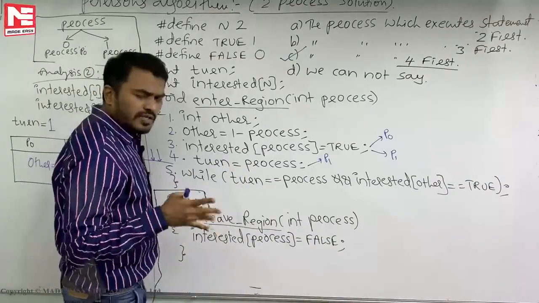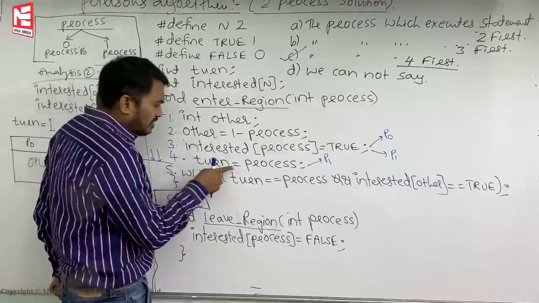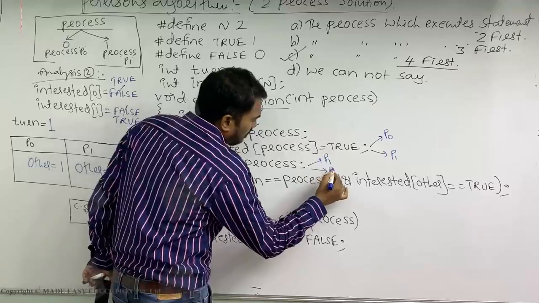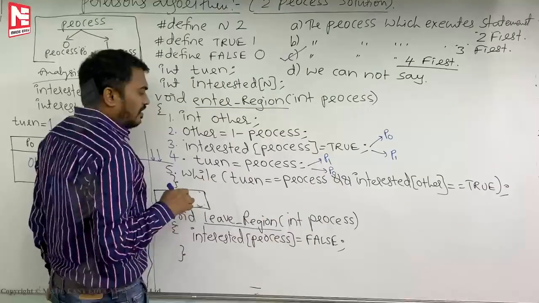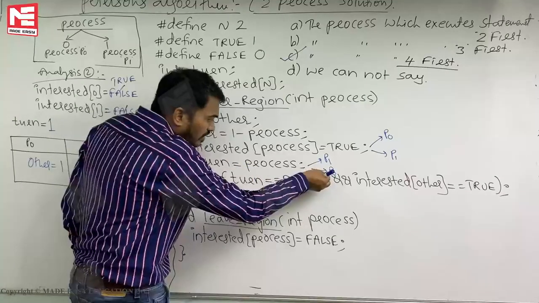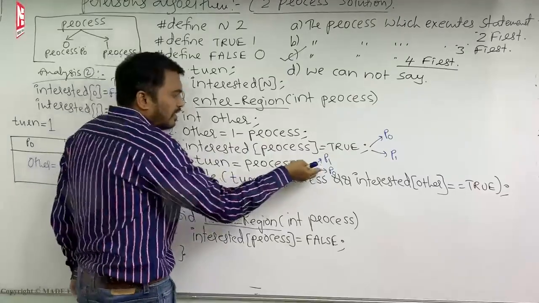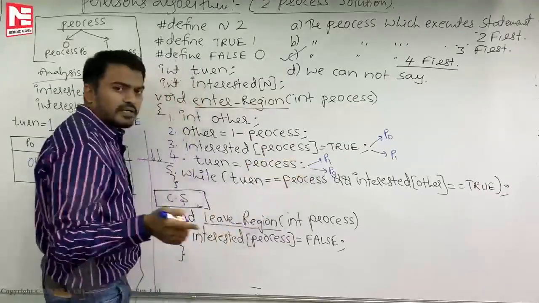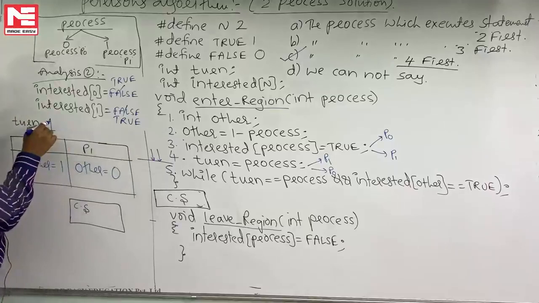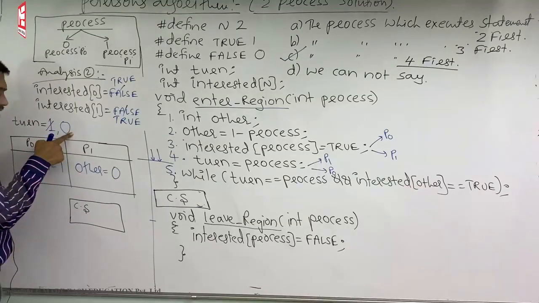Okay, both are executing, each running for its own time quantum. So when P0 is coming back, it is executing this statement. Look here. When P0 is executing this statement, turn equals process. So P0's process value will be assigned to turn. What is P0's process value? 0. So 0 will be assigned to turn. Observe the turn value carefully. What has it become? 0. Turn value becomes 0.